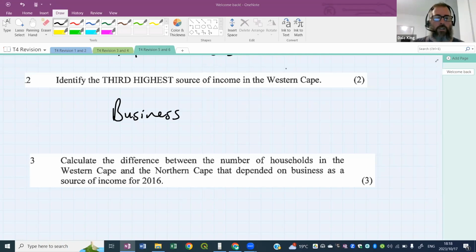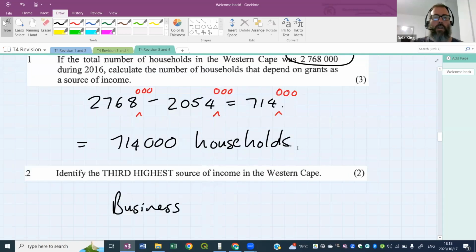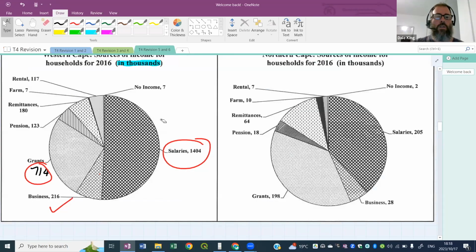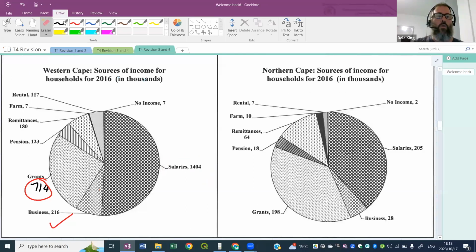Calculate the difference, the word difference, you know what that means, between the number of households in the Western Cape and the Northern Cape that depend on business. So the difference between the two provinces for business. All right, there we go. There's all the information you need. What is the difference between the two provinces for business? Have a look at that, and put some answers up when you can, or give us a thumbs up when you're done so we can move on.